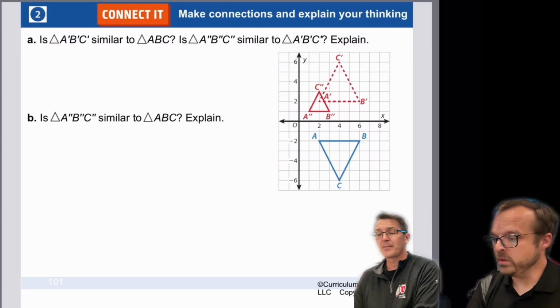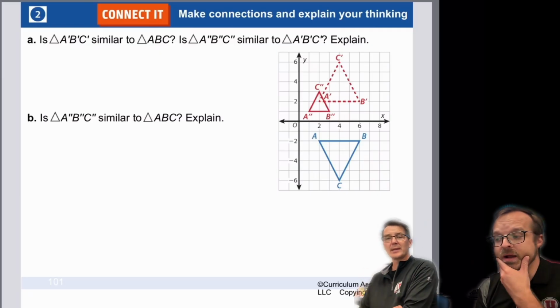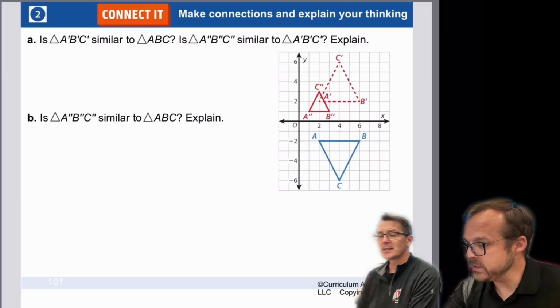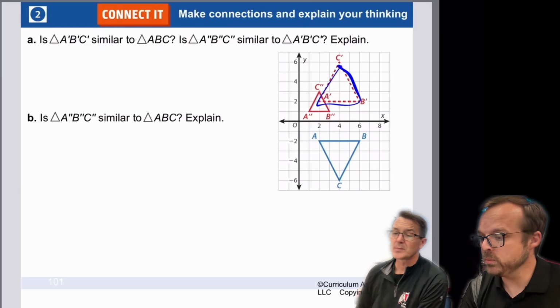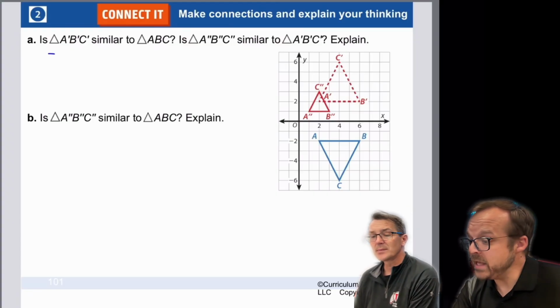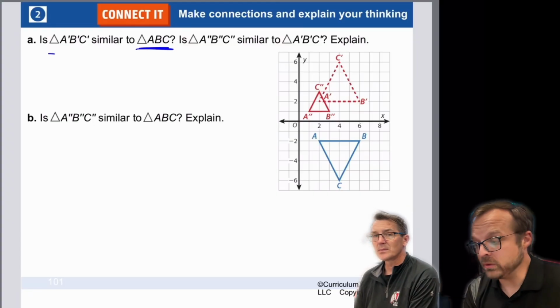So moving on, again, we're going fast, and you can always pause and go back if you need to. And those questions are going to be coming up here. So triangle A prime, B prime, C prime. That is this one right here, right? That's the one we're looking at. Is that triangle similar to our original ABC?